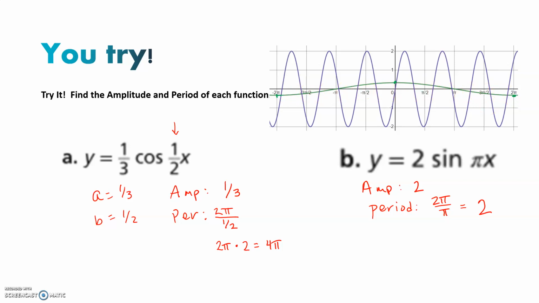So the height is 1/3 because we're not all the way up to 1, we're multiplying by 1/3, and the period is 4 pi. And then for this sine function, the amplitude is 2, there it is, and our period is going to be from 0 to, I think that's about 2 because it's not quite to pi, it's a little past pi over 2. Anyway, that is how you find amplitude and period.